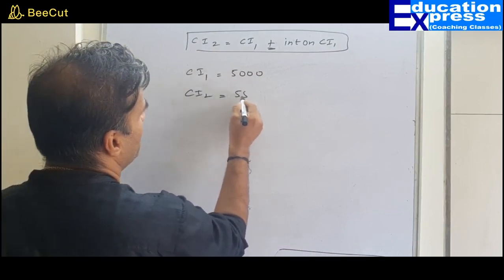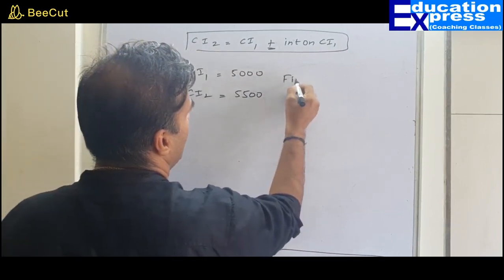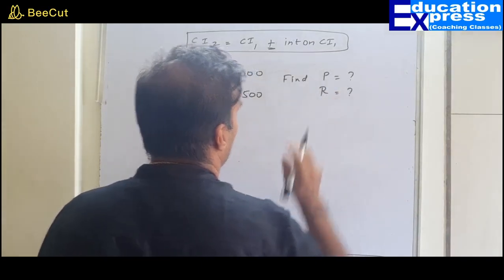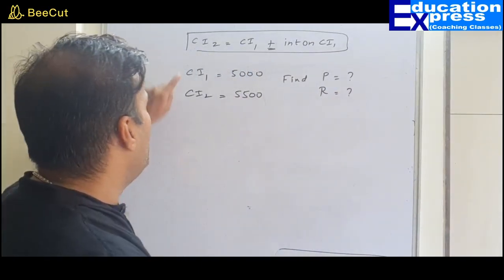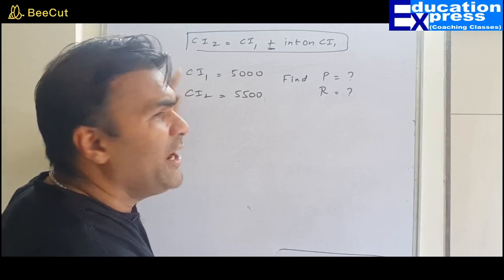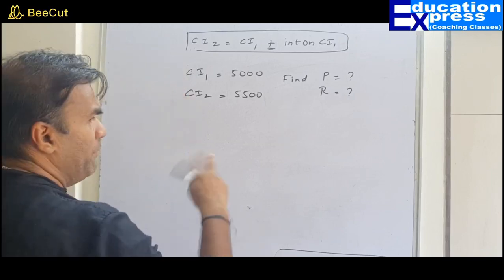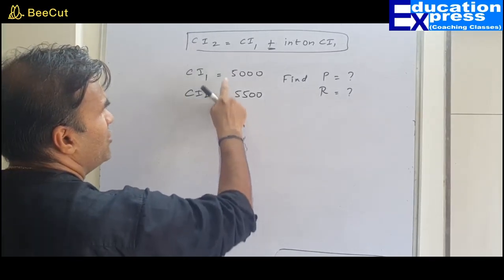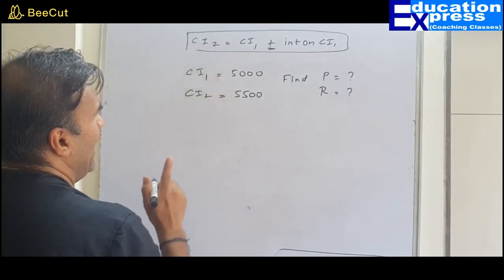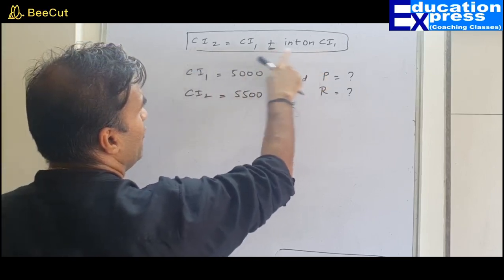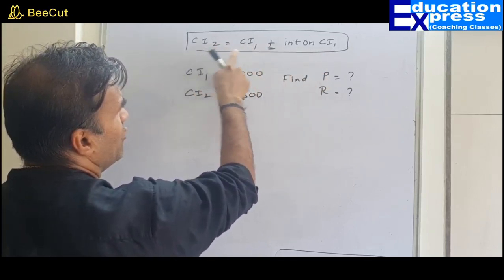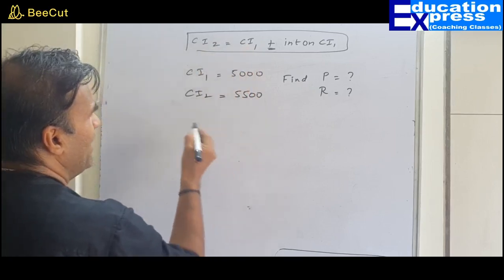CI2 is 5,500. Fine. Principal is how much and the rate of interest is how much? They have given you only two pieces of information, CI1 and CI2. So for the gap, the bridge, there is only one possibility by means of which you can solve this question, and that is by using such formulas. Link formula. Linking between year 1 and year 2. Interest on interest can be applied.